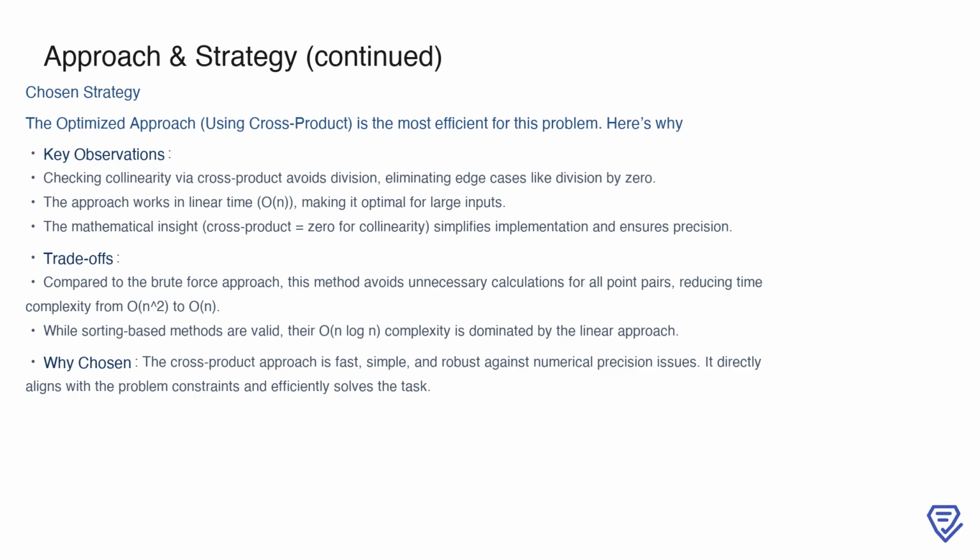Compared to the brute force method, this approach reduces time complexity from n squared to n by avoiding unnecessary calculations for all point pairs. While the sorting-based method is valid, its n log n complexity is less efficient than the linear time complexity of the cross-product approach. Overall, this optimized strategy is fast, simple, and robust, making it the best choice for solving the problem.